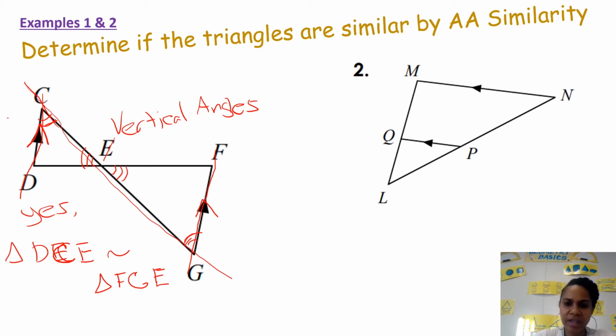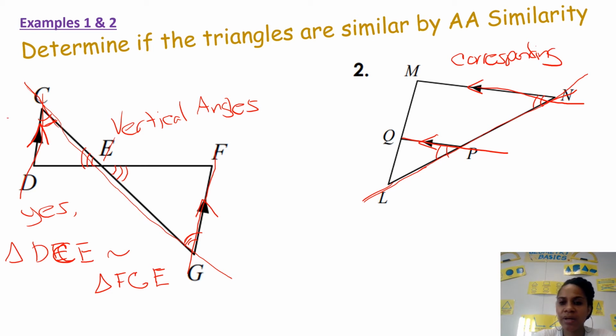Let's take a look at example two right here. Again, we have parallel lines, right? So we can conclude that LN would be a transversal as well as ML. So let's just take a look at LN. If I extend this, and if I extend this line here, these two lines, we can see that these angles here and here are congruent because they are corresponding angles. Okay, so they're in the same position. They're underneath the parallel lines, and they're to the left of the transversal.